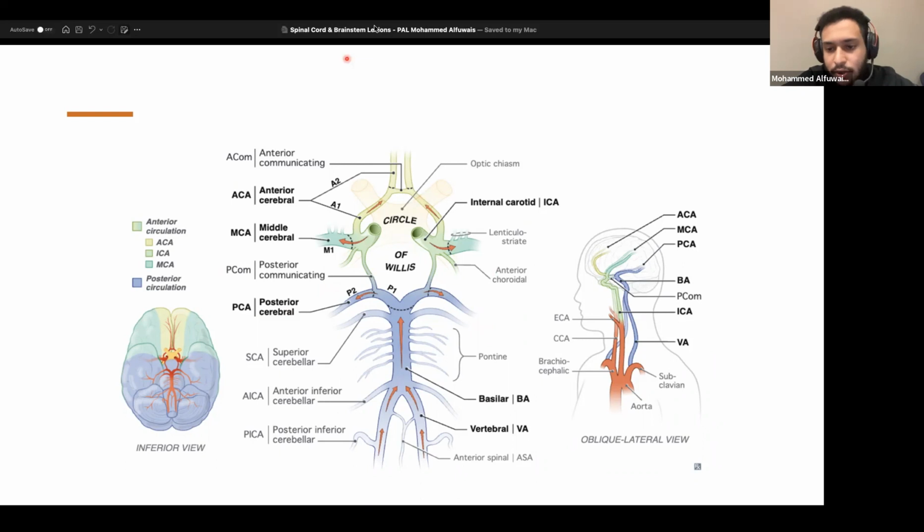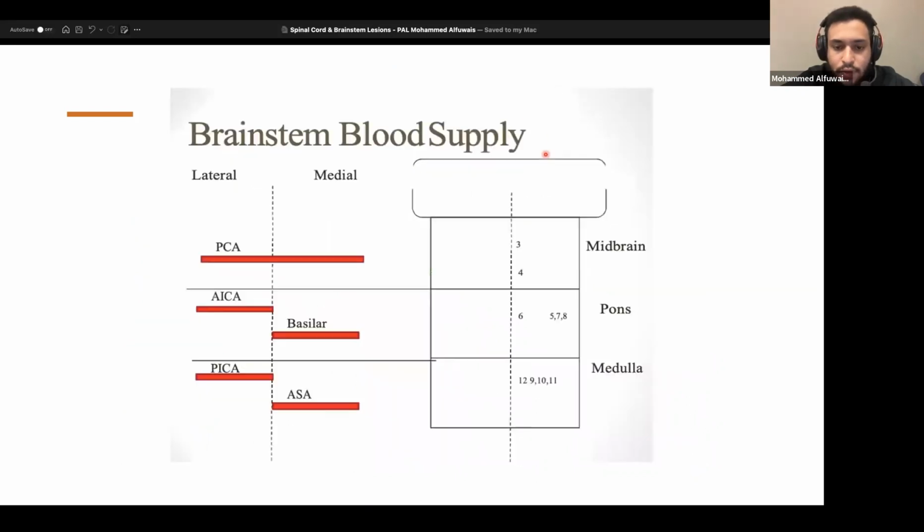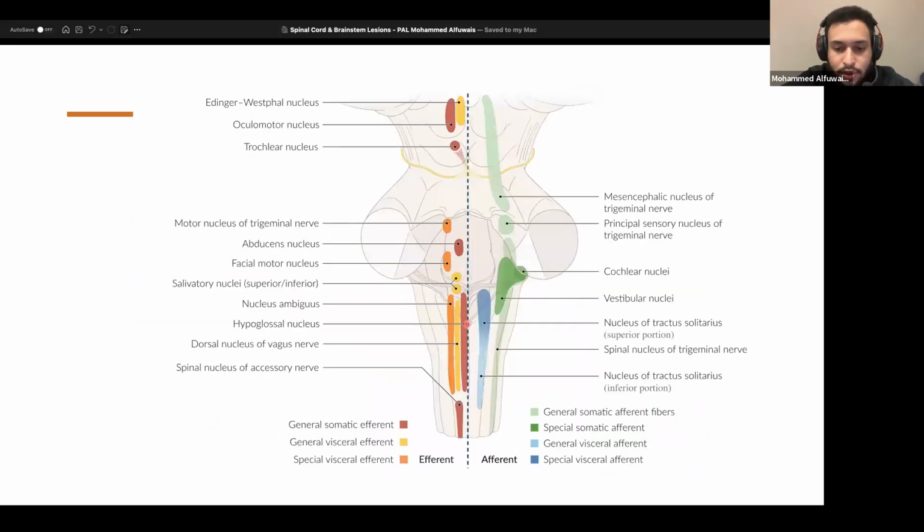Does the nucleus ambiguus contribute to cranial nerve 12? No, it does not. Cranial nerve 12 is the hypoglossal nerve, and the hypoglossal has its own nucleus.